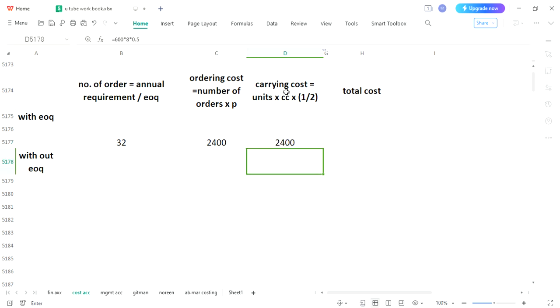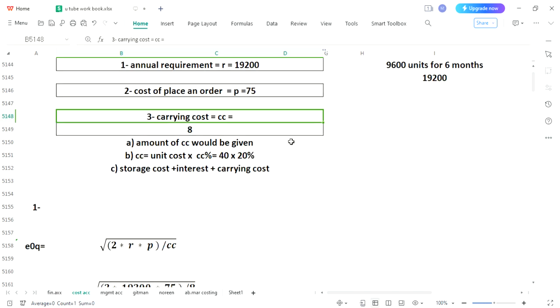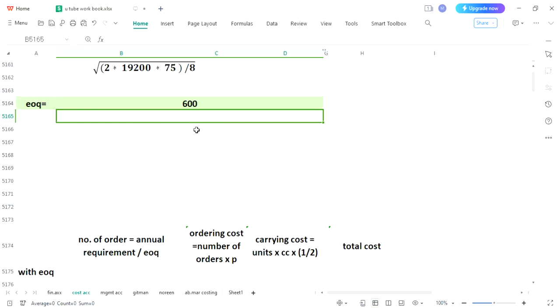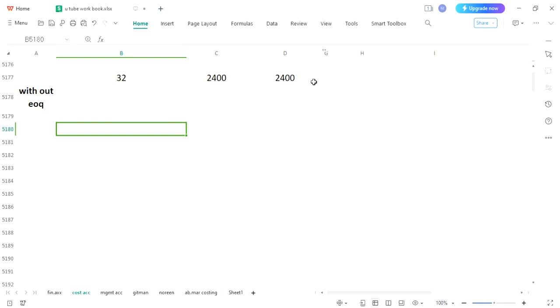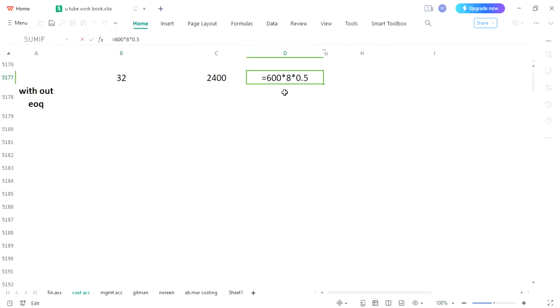Now let me show you that how you have taken this 8. This was your carrying cost and you have calculated over here carrying cost. A proportion was given, just reminding you 20% was given in the question, unit cost was 40 and you have calculated 20% of 40. 8 was your carrying cost and you have posted this 8 as your carrying cost.